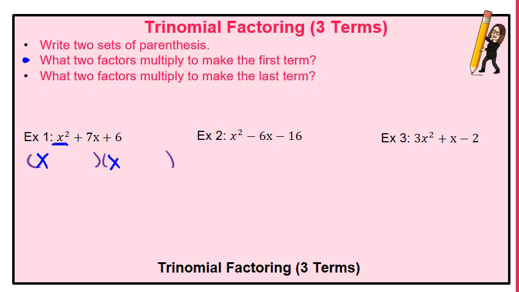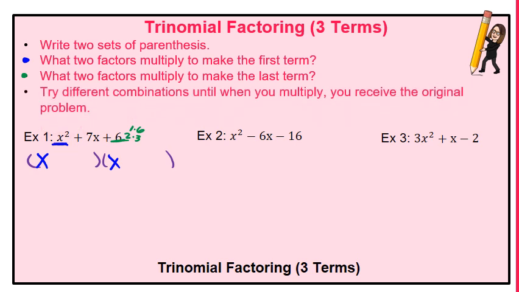What two factors multiply to get the last term? So in green, the last term is 6. I have a couple of options here, right? 6 could be 1 times 6 or 2 times 3. Okay, so here's the thing. We have to try different combinations until we receive the original problem. So let's think about that.